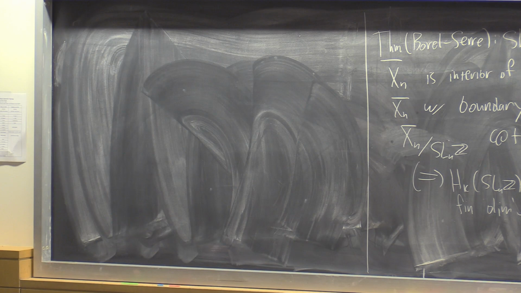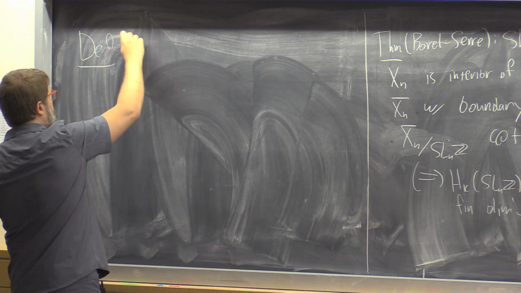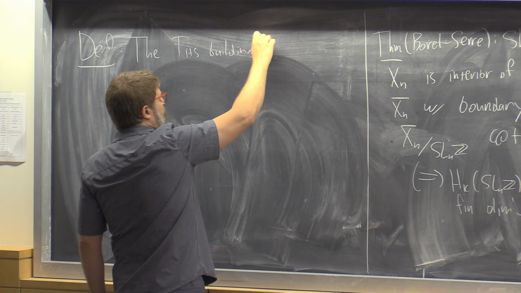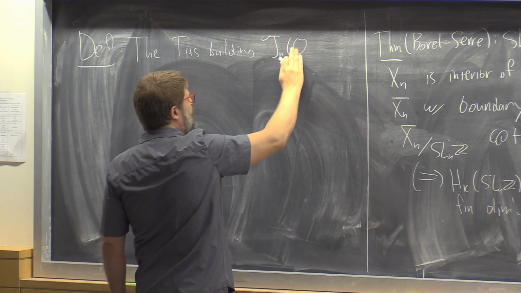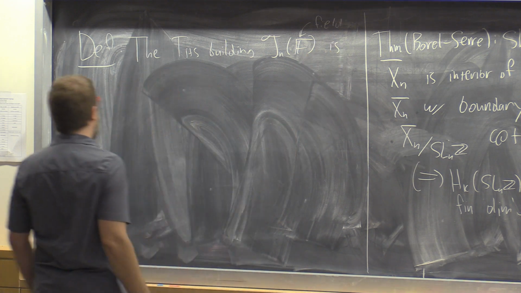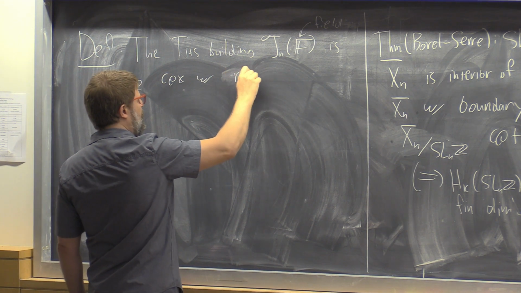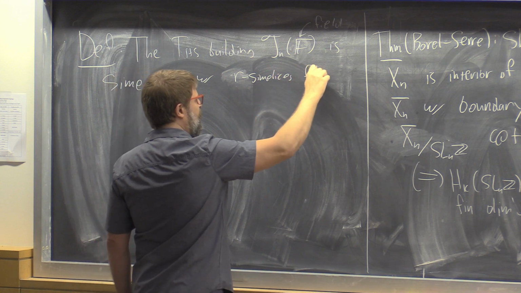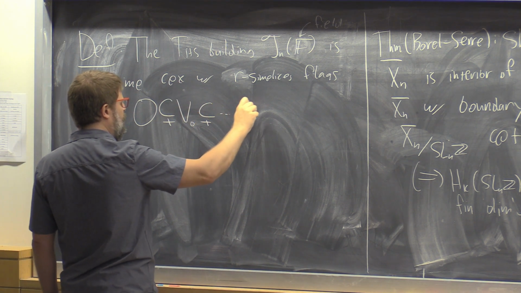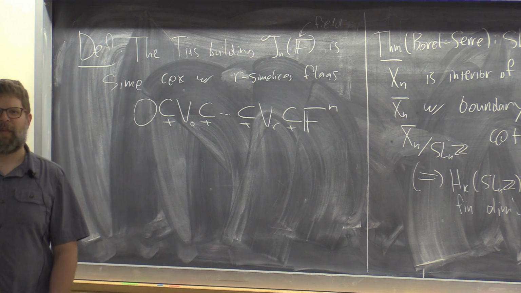So, definition: the Tits building. There are only so many letters in the world, so I'll call it T_n of F, where F is a field. It's a multiplicative complex with simplices, I'll say, r-simplices: 0 is properly contained inside V_0, properly contained all the way up through V_r, which is itself properly contained inside F^n. So you just look at flags of subspaces of F^n, okay?